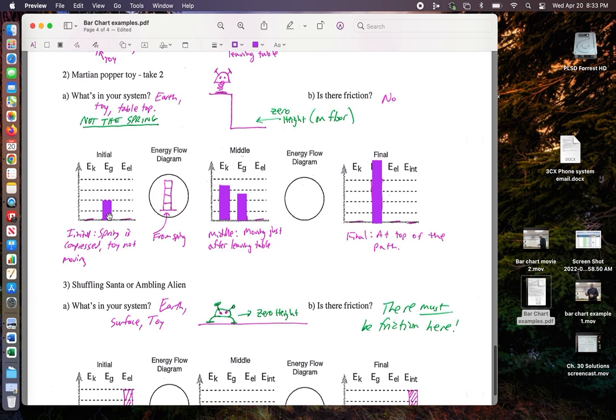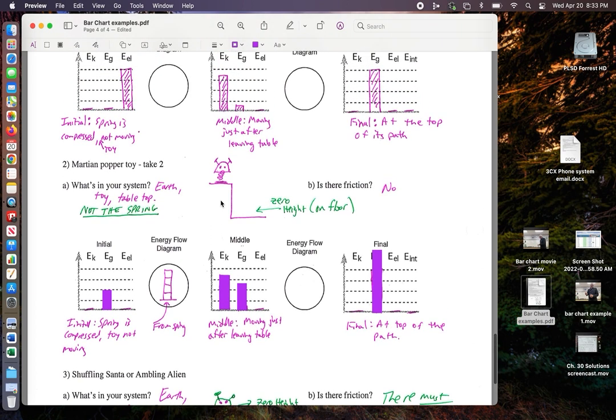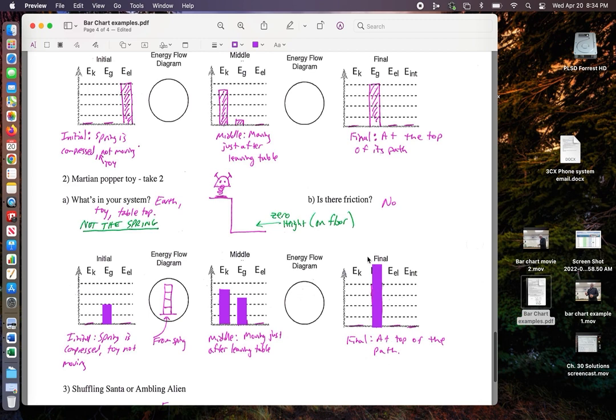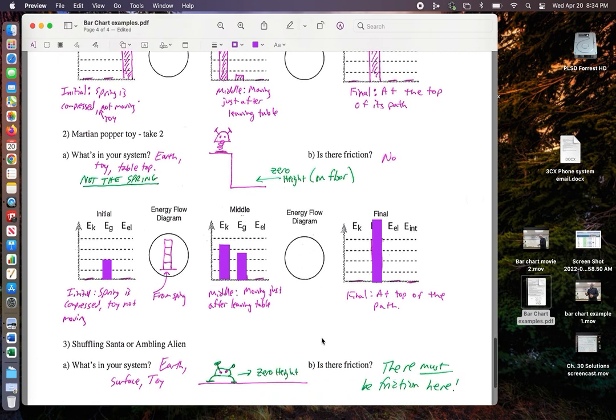So 2 bars of gravitational potential energy because the zero height's at the floor instead of the tabletop. The spring is not in the system, so we have to get the energy from the spring, so that's coming in here in the energy flow diagram. Here we have the same amount of kinetic energy as we had up here. We have more gravitational potential energy than we had up here because, again, the zero height is now the floor. And then as we go to this final condition, we have all gravitational potential energy. We have 6 bars because we had 6 total bars of energy here, and no energy entering or leaving the system between these 2 situations.